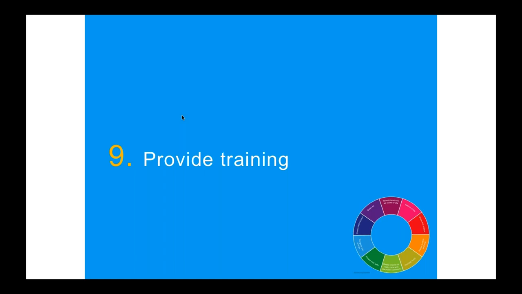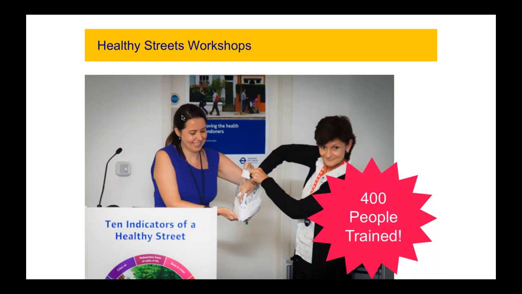Number nine on the list is providing training and support. So this is really key. It's easy to produce lots of tools and policy documents, but they don't actually become real until you spend a lot of time with the people who need to be using them to help them think through how they can build them into how they do their jobs. So the next slide says that we have trained 400 people, but actually it's now 500.